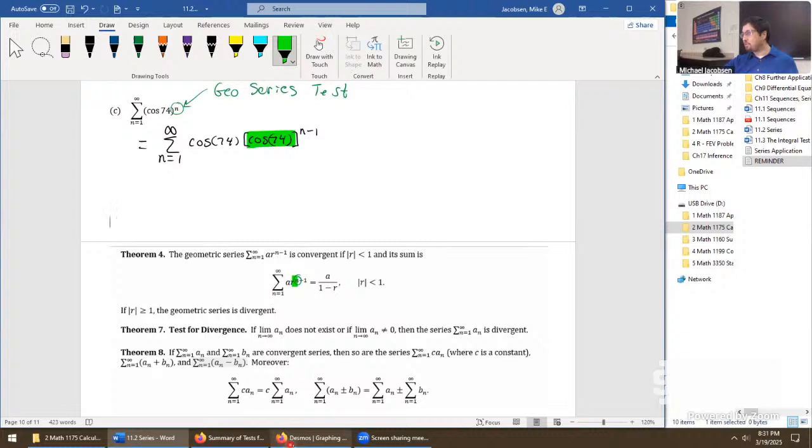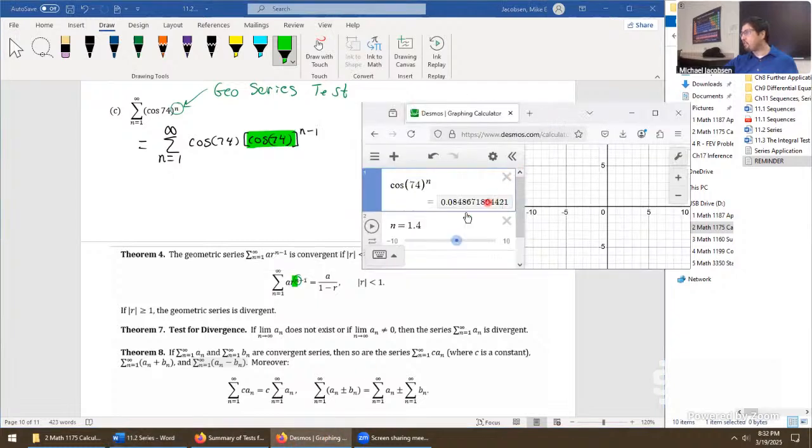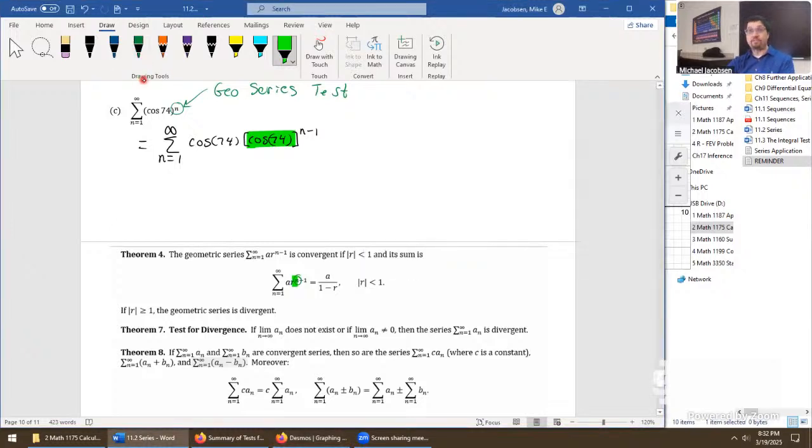And we already checked it out in Desmos. Cosine 74 is about a 0.08. So a critical thing is it's less than 1 in absolute value. We have convergence. So let's go here and say R, cosine 74, approximately a 0.08 altogether. The less than 1 is talking about that part. And because we have less than 1, we can include this part and say converges.